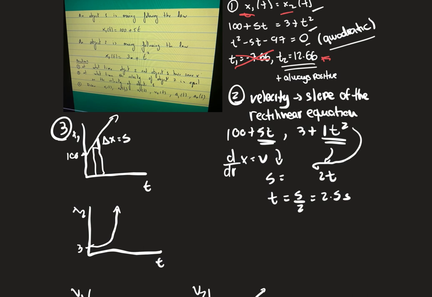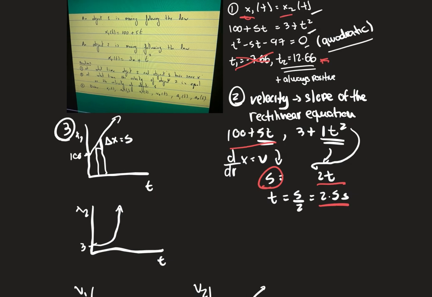So the derivative of the first equation here is 5, which is equal to 2t, which is the derivative of the second equation. Then you solve the algebraic equation, and then you're going to obtain 2.5 seconds, which answers the second question.